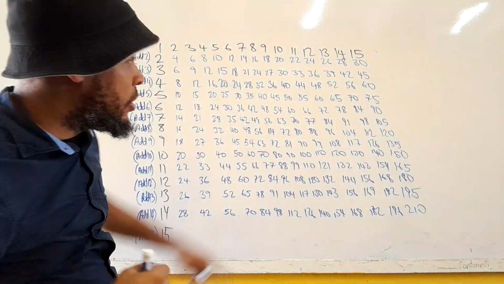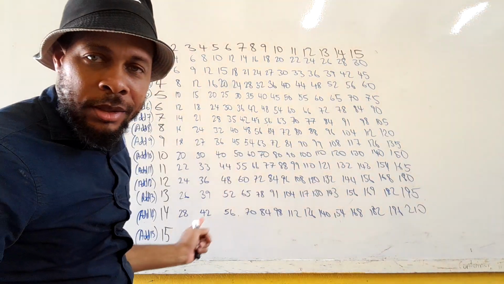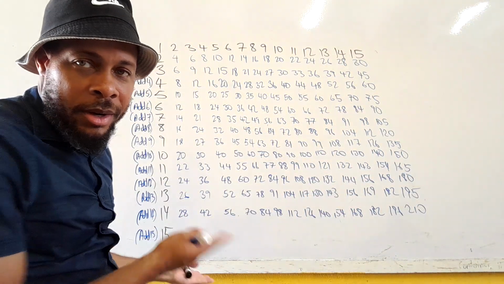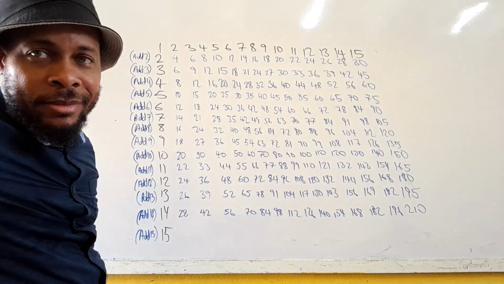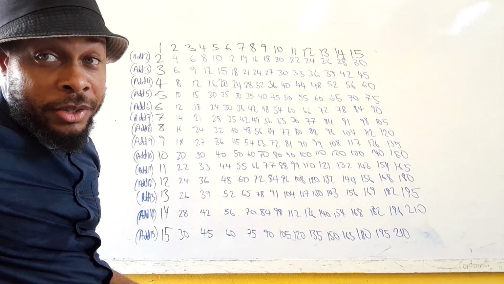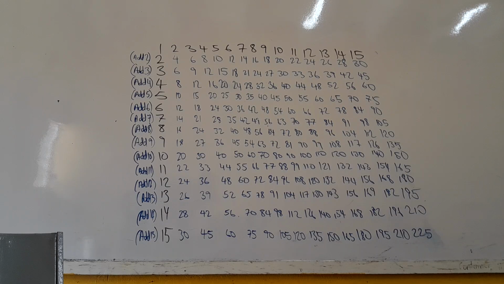Now a cheat code would be to look at this and just write what you see until you get to the point where you probably have to stop and start adding again. And now we have 225. All right, so there we have it.